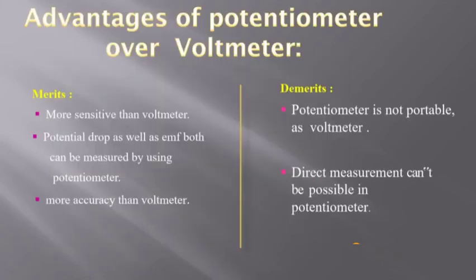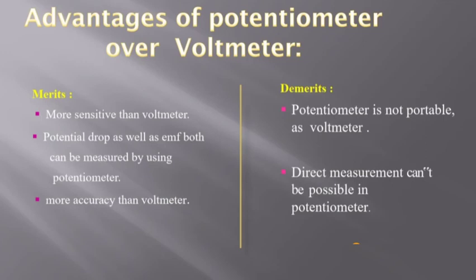There are some advantages of potentiometer over the voltmeter. First and most important advantage is that it is more sensitive than the voltmeter. Second, the potential drop as well as EMF both can be measured by using potentiometer. It is more accurate than the voltmeter. So simply we can say that the potentiometer is more sensitive than the voltmeter.